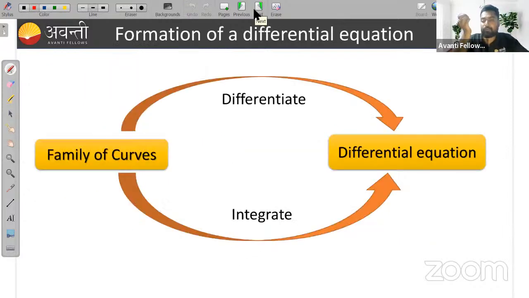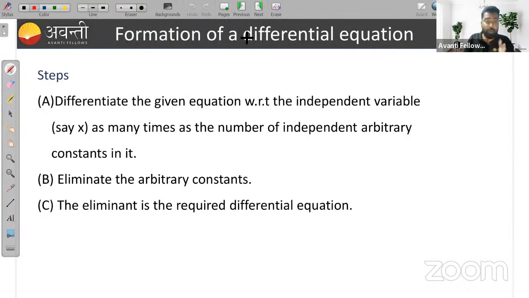Now, how can we form a differential equation? If you have a family of curves, differentiate the equation of the family of curves and you will get a differential equation. Suppose you have a family of curves and you integrate it, you will also get a differential equation. So what are the steps to form a differential equation? The first step is to differentiate the given equation with respect to the independent variable. You have studied all these things already in your class. These are the board concepts.